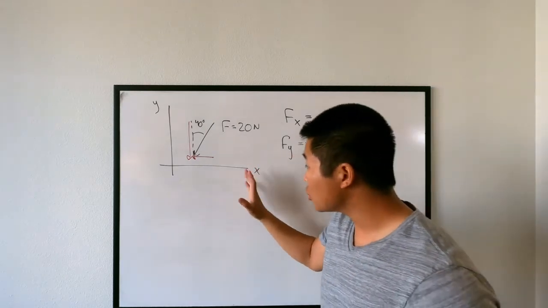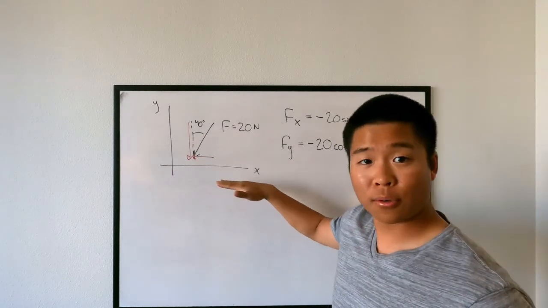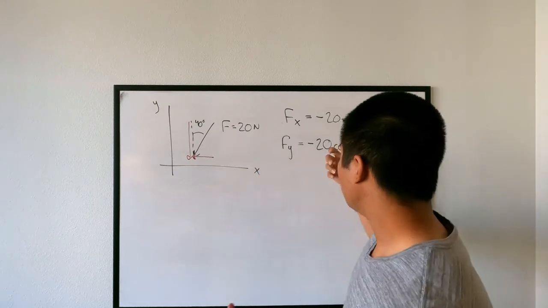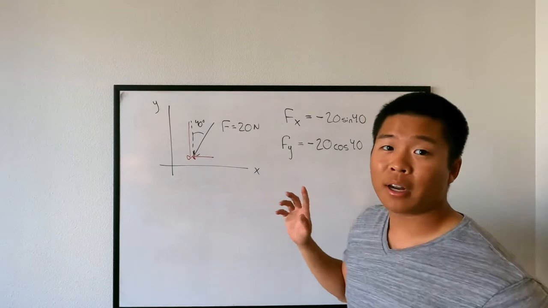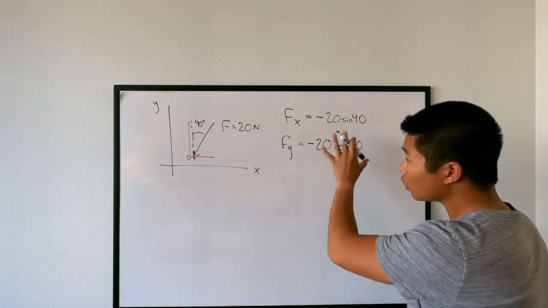Usually in this class, the angle will be made with the horizontal, in which case your x component will be cosine and your y component will be sine. But I threw you guys for a loop in this one just to keep you on your toes. All right, so we have this.